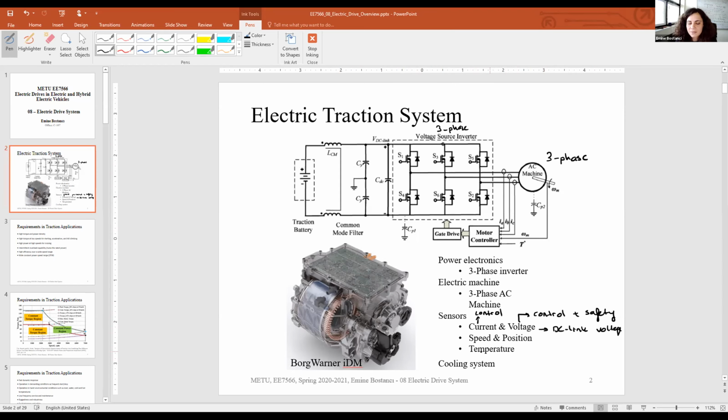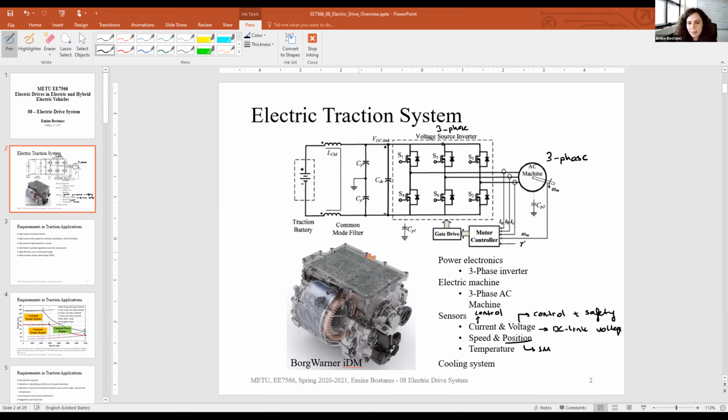And on top of that, we also need speed and position information. The position information is required for some types of machines, while it may not be required for others. But for the synchronous machines, for sure, we need the position information.